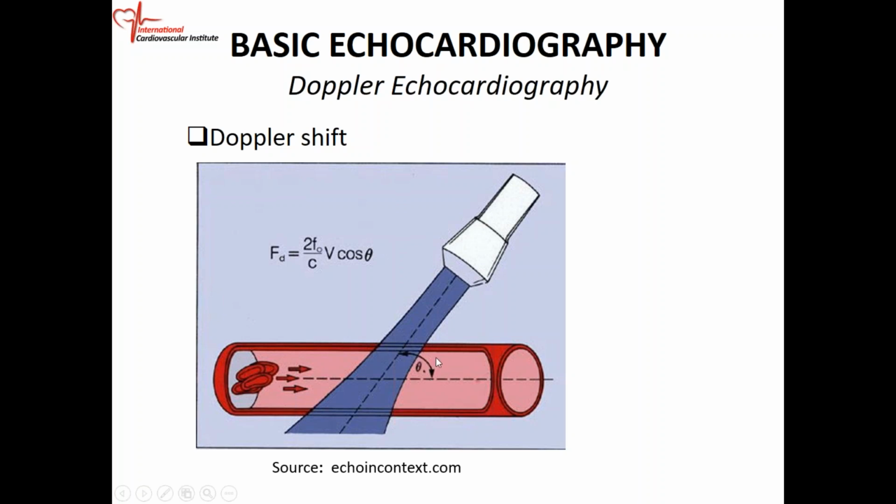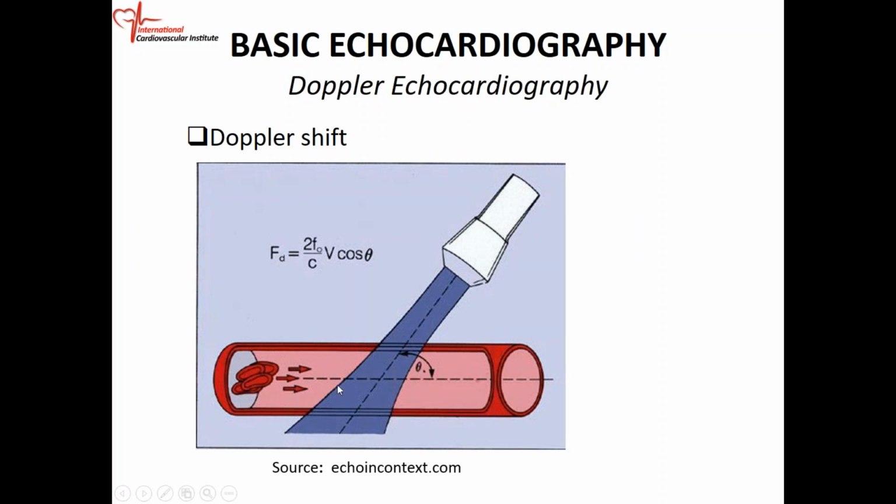Doppler is angle dependent. You want to get your ultrasound beam almost parallel to your moving blood. So you want to get this angle theta close to zero, because if you look at your formula, the frequency shift is 2 times your transmitted frequency times the velocity of the moving blood times cosine theta. Remember, cosine of zero is one.